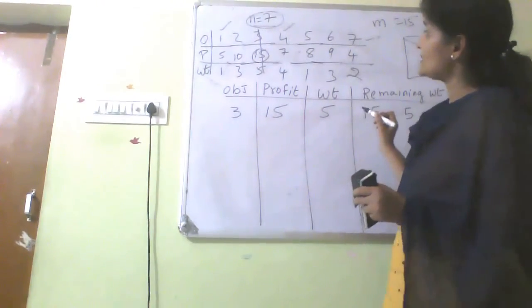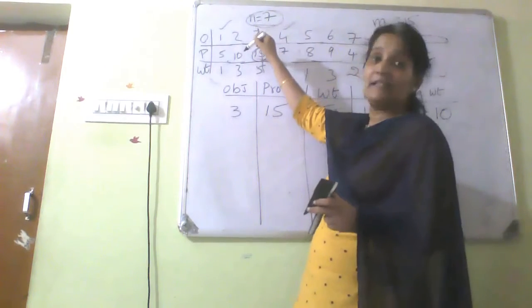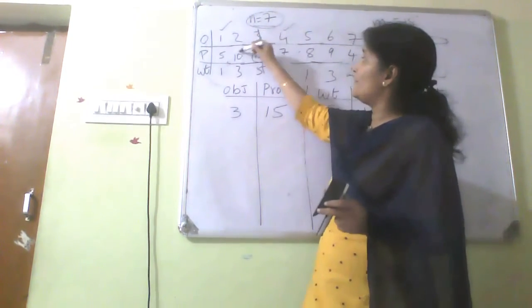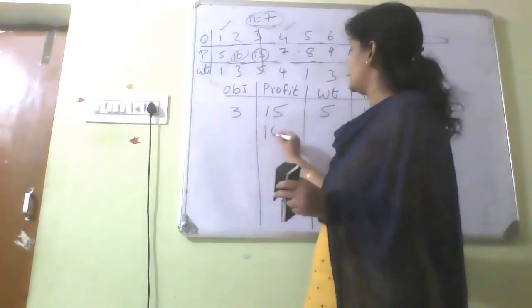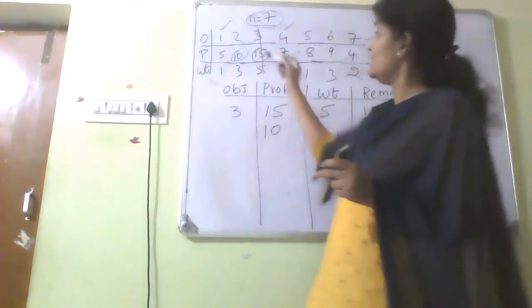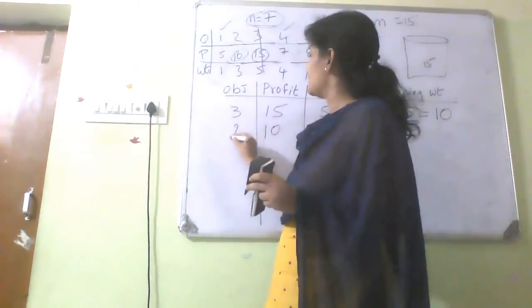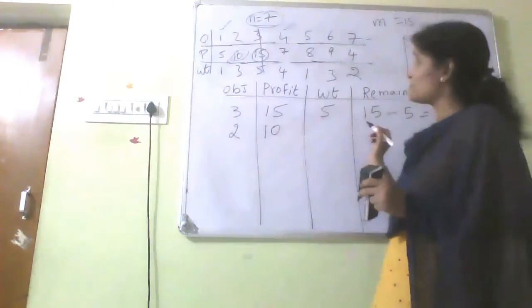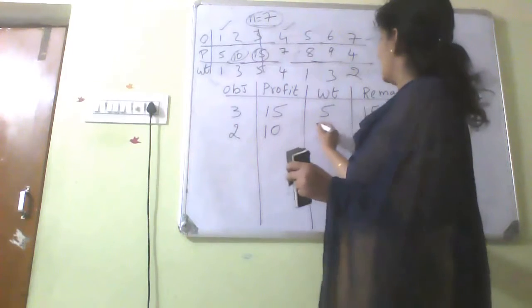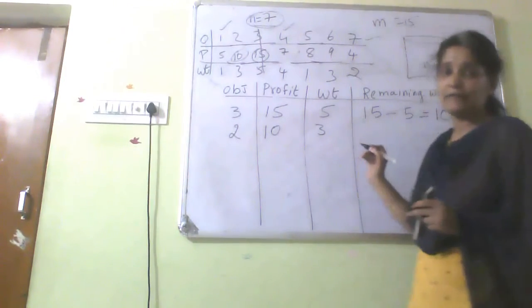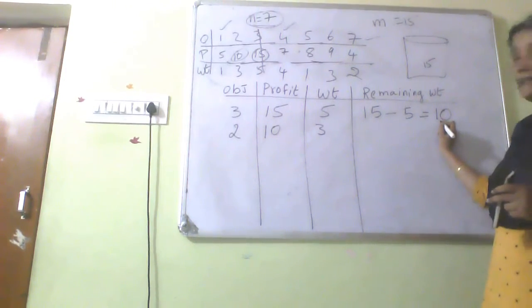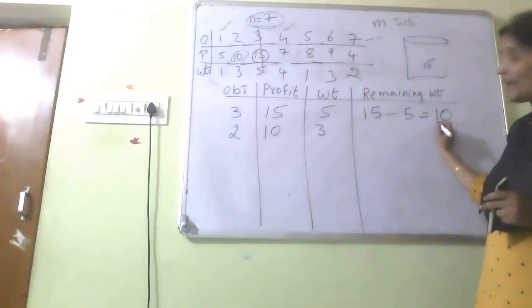Now next, what is the next maximum profit we have? The 10 is the next maximum profit we have. So I will take 10 here. What is the corresponding object? 2 is the corresponding object we have. And what is the weight you have? 3 you have.